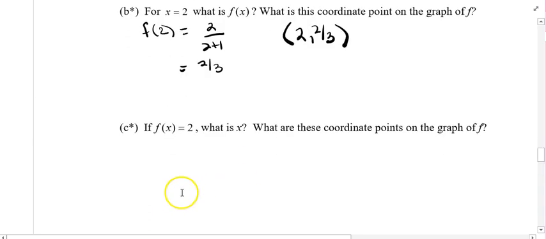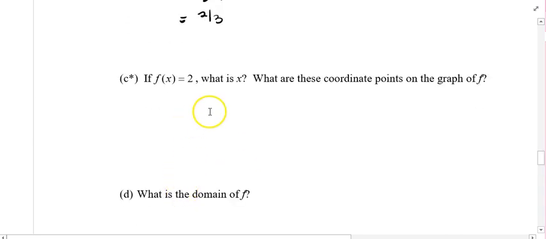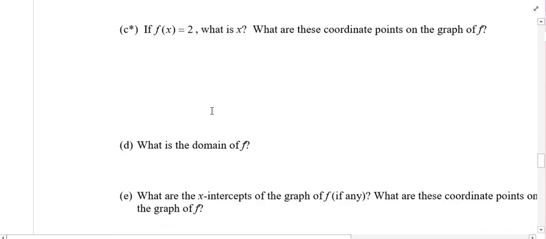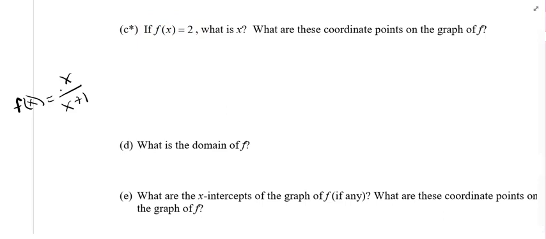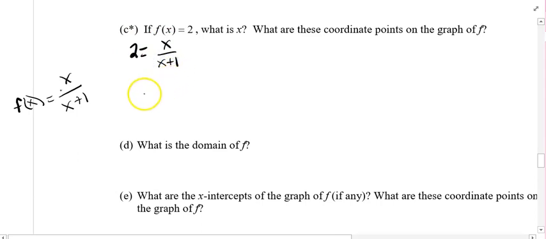All right. So if f of x equals 2, what is x? And what are these coordinates on the graph of f(x)? So our function here, again, just to remind us, we'll put it over here in the margin, was f of x equals x over x plus 1. All right, so we need to know where basically f of x equals 2. So that essentially means we just need to plug in 2 wherever that f of x is. So 2 is equal to x over x plus 1. We just need to solve this equation.